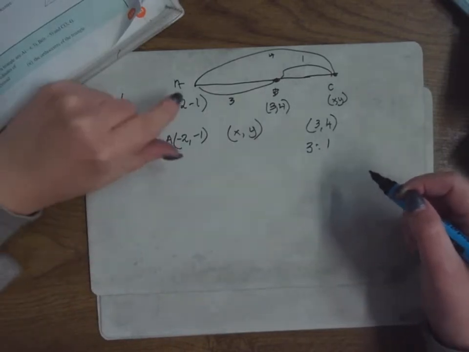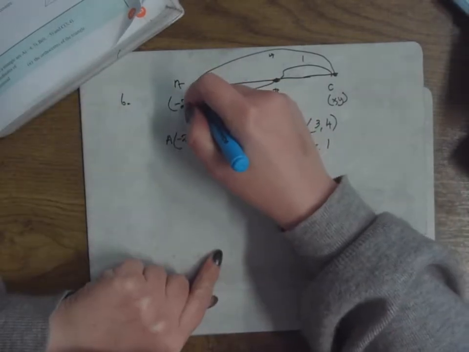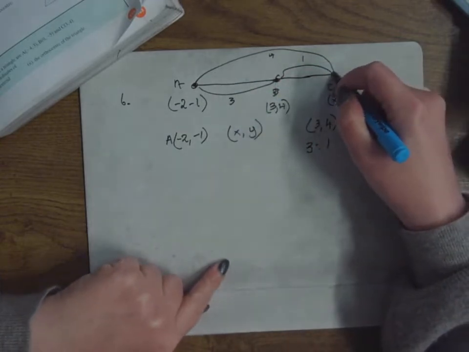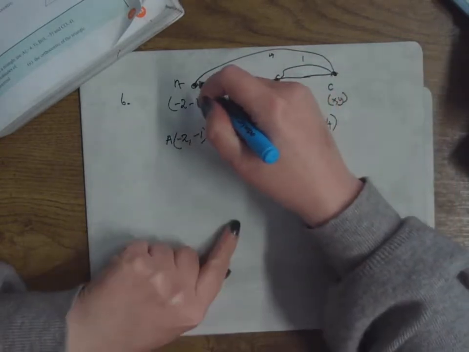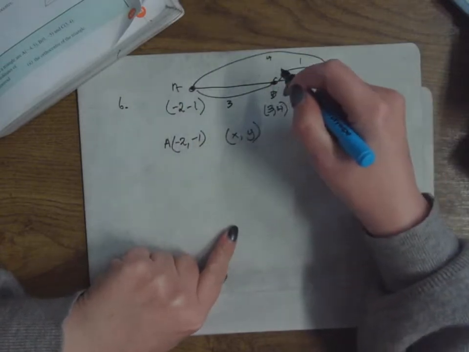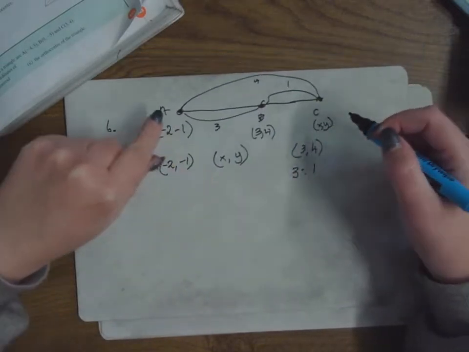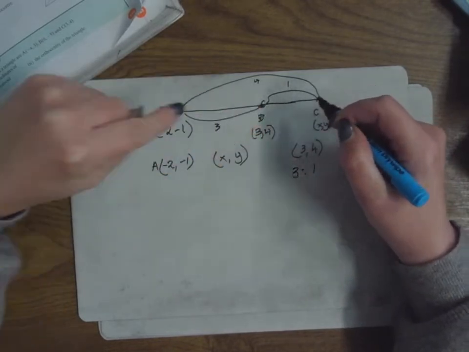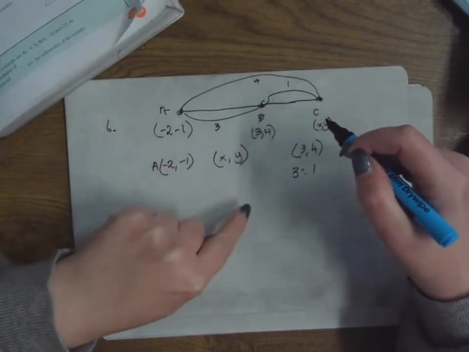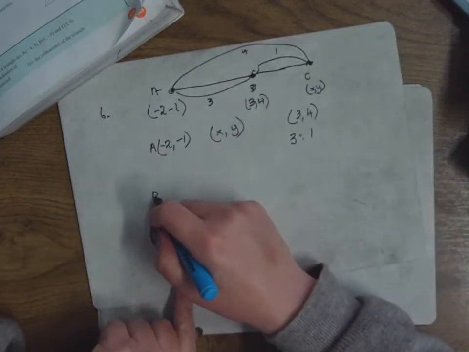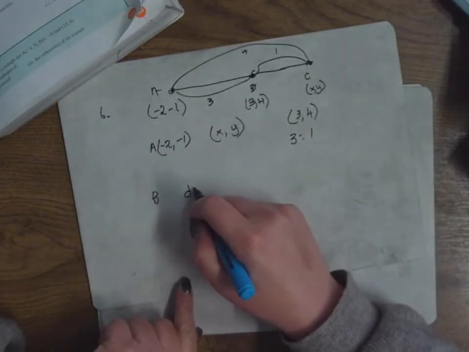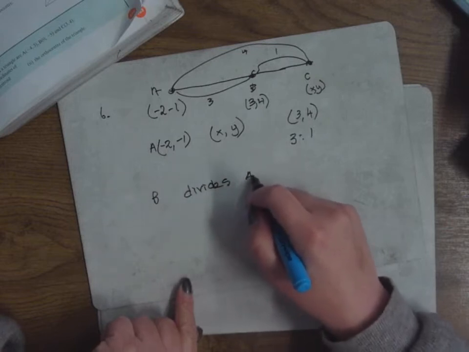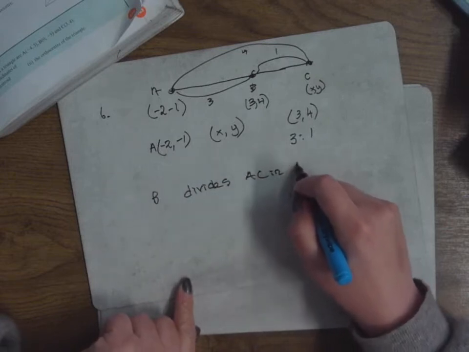So, they've said A is here, B is here. They said it's produced to C, so C is the one at the end, right? And then they said AC to CB is 4 is to 1. So figuring that out, the whole line is 4 parts. This is 1 part, so this is 3 parts. So it's actually B divides AC in the ratio 3 is to 1, sorry, not 3 to 4.